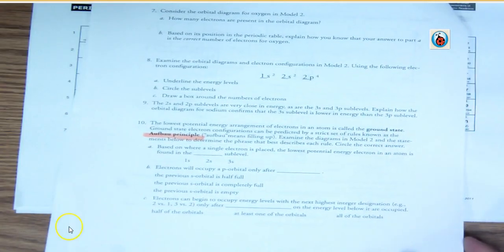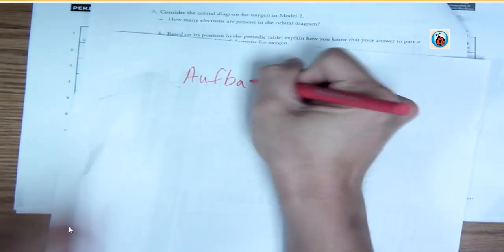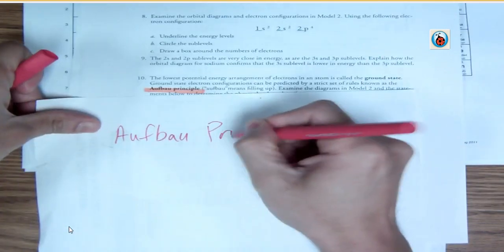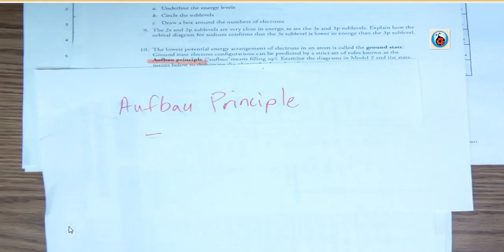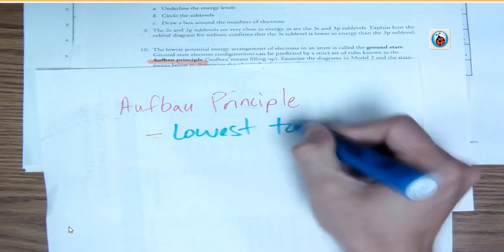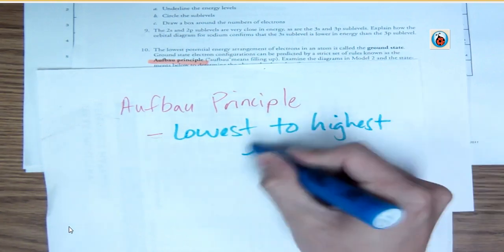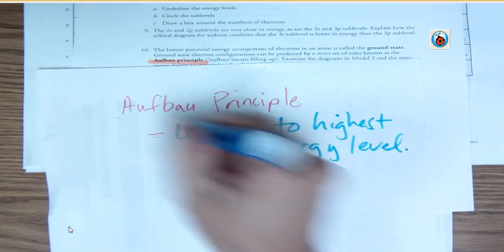Three things, the three principles. The first one is the Aufbau principle. It tells about electrons filling in from the ground state. Let me get a piece of paper real quick. So, Aufbau principle. It's basically, it fills in from lowest to highest energy level. And I'll explain what this means in a little bit. Okay, Aufbau: lowest to highest energy.